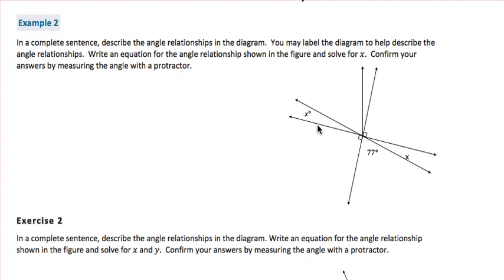So I think the next thing that we need to do is take a look at the straight line that is being formed by this right angle plus 77 plus x. So we'll do x plus 90 plus 77 equals 180 degrees. Combining like terms, x plus 167 is equal to 180, and that means that x is equal to 13 degrees.